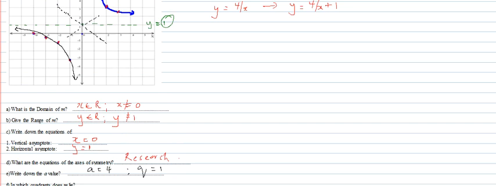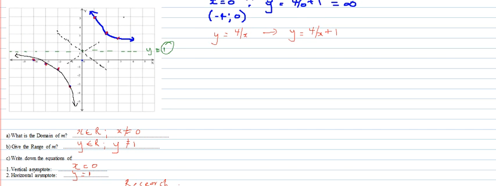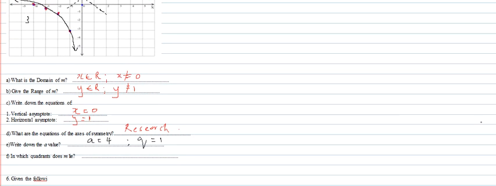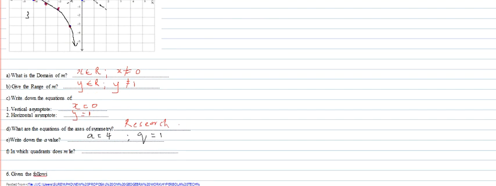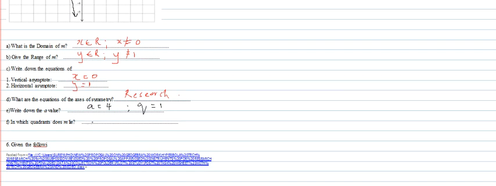In which quadrants does the function lie? We can see clearly it lies in quadrant 1, 2 and also quadrant 3, because it has been raised up. If you look at our graph compared to our previous function, it has now moved up by 1 unit. So our answer here is 1, 2 and 3.